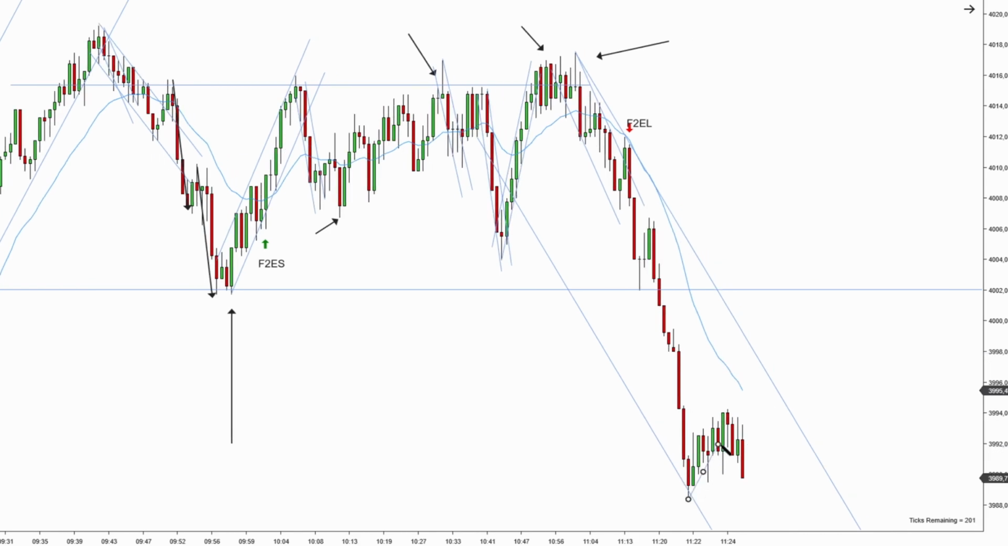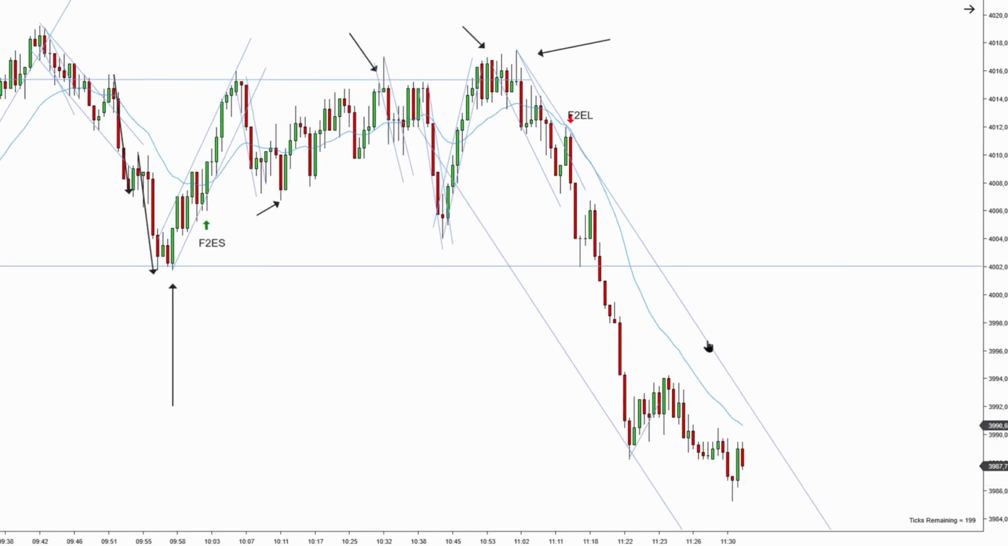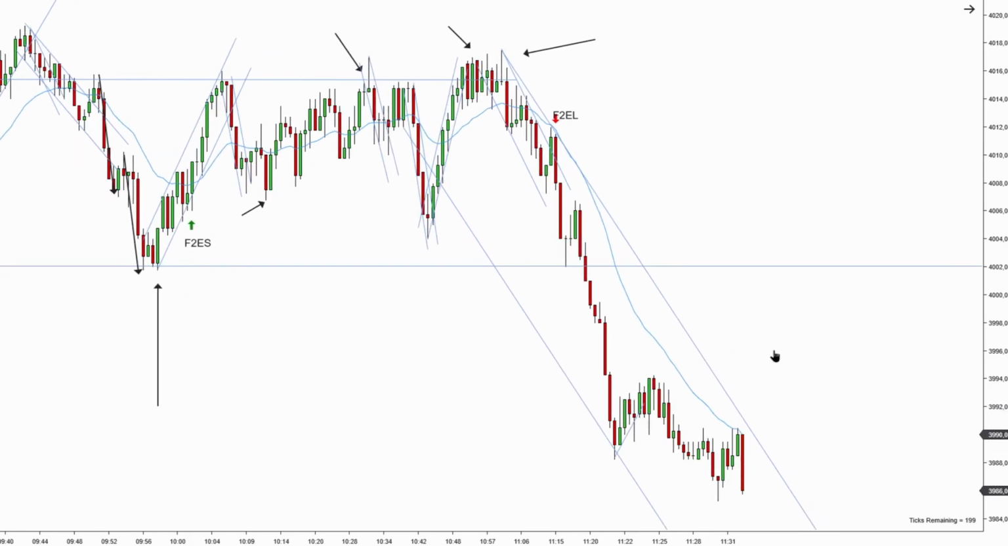Okay, so I'm just watching this now. The structure is clearly a strong bearish downtrend. So I'm looking for a second entry short on a pullback, a high priority setup at key entry points. And I'm never getting anything like that.